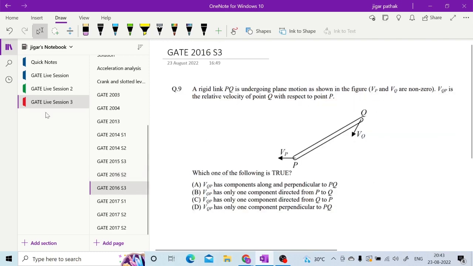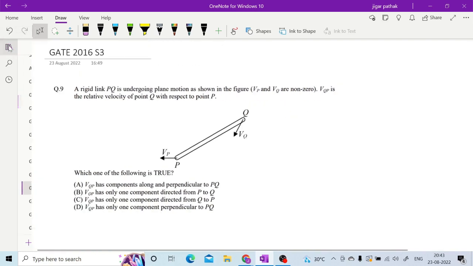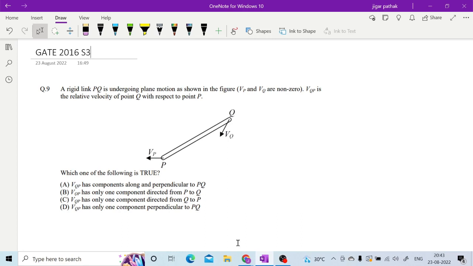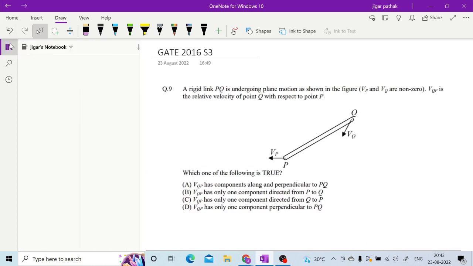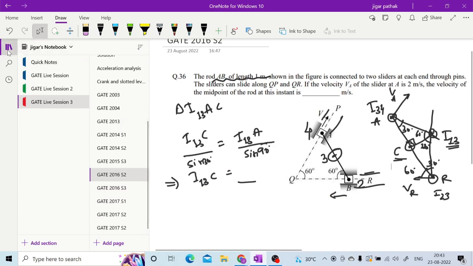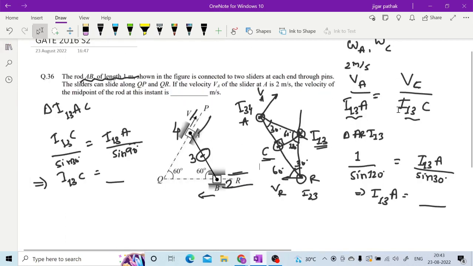Okay. Now let us go to the next question. Sir, I have a question, sir. Yes. Sir, after calculating the instant center I13, how are we getting the VC? From this angular velocity theorem, you have VA upon I13A is equal to VC upon I13C. Yes, sir. Okay, sir.